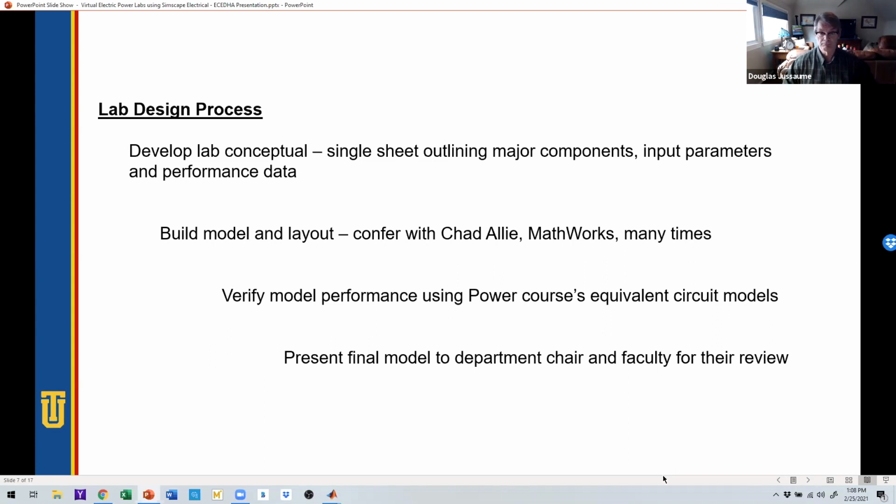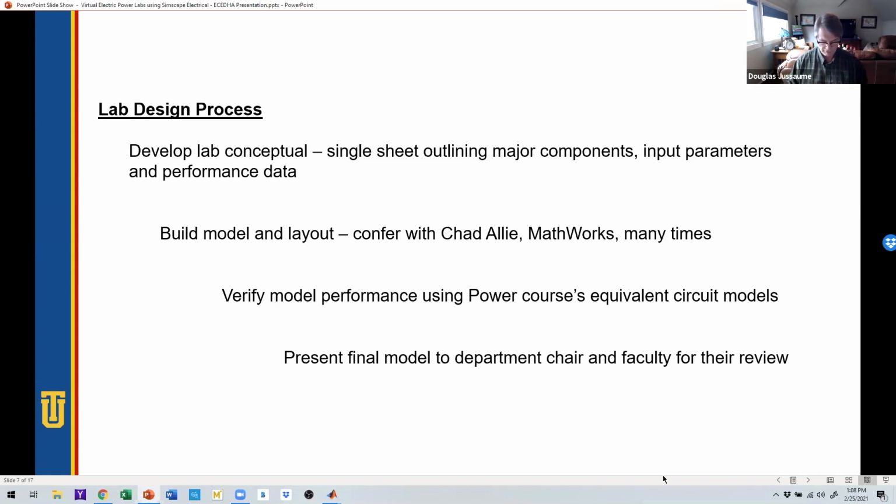developing these labs. And then for me, the important part was to be able to verify the model performance using all the equivalent circuit models we have in class. Could we go one for one? Simulink made the calculation. Can I duplicate that using the equivalent circuit model? And we're able to do that.